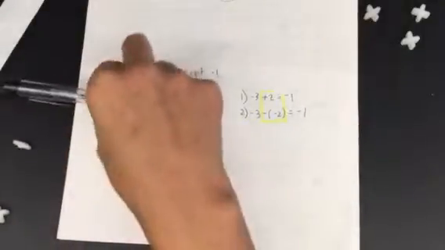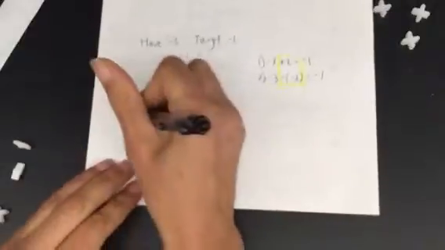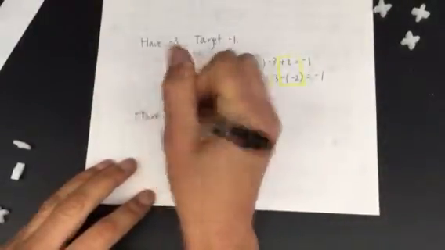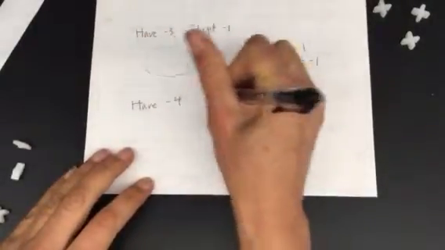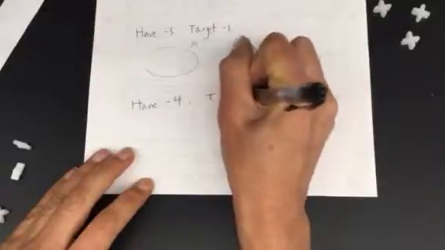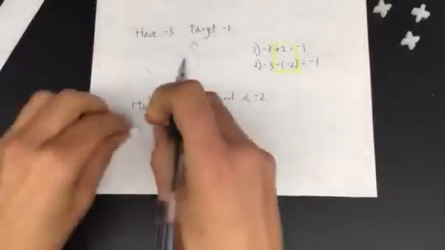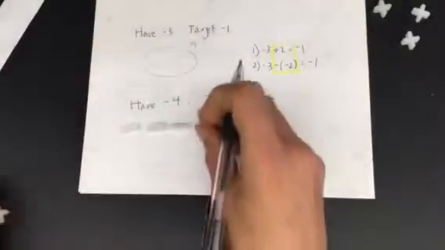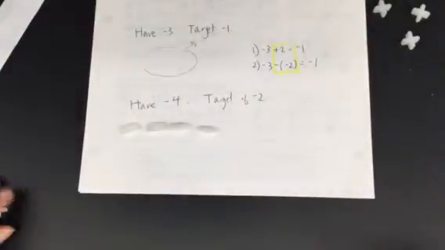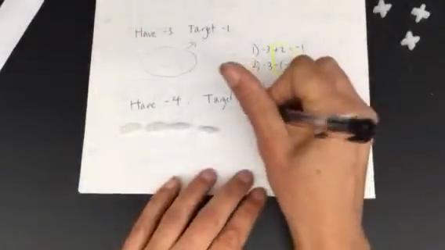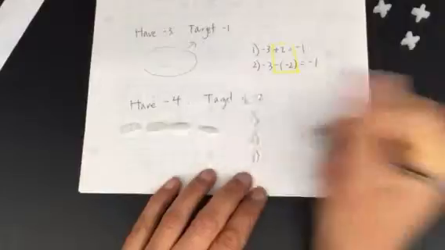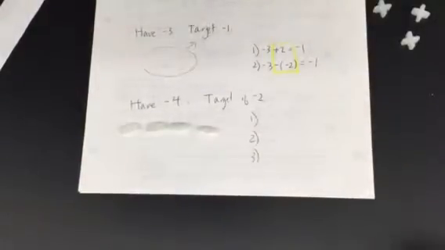Let's have you try this one. Have -4 and have a target of -2. Okay, so there's your -4. Pause, and see if you can actually come up with 3 different ways to do it. Okay, so I'm going to assume you did that.